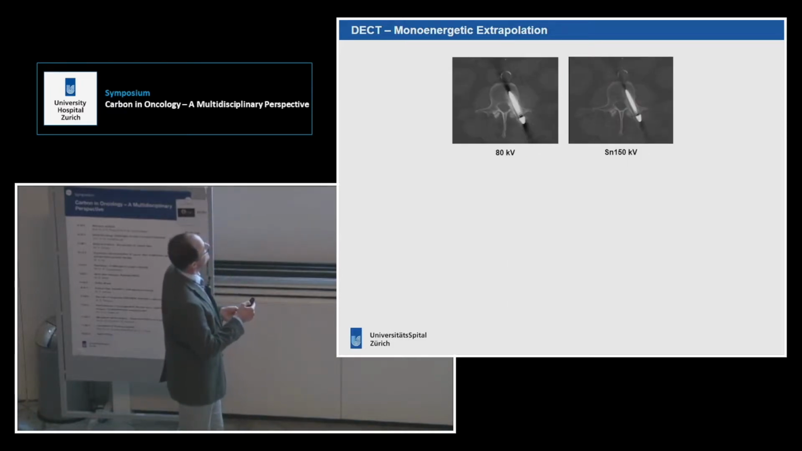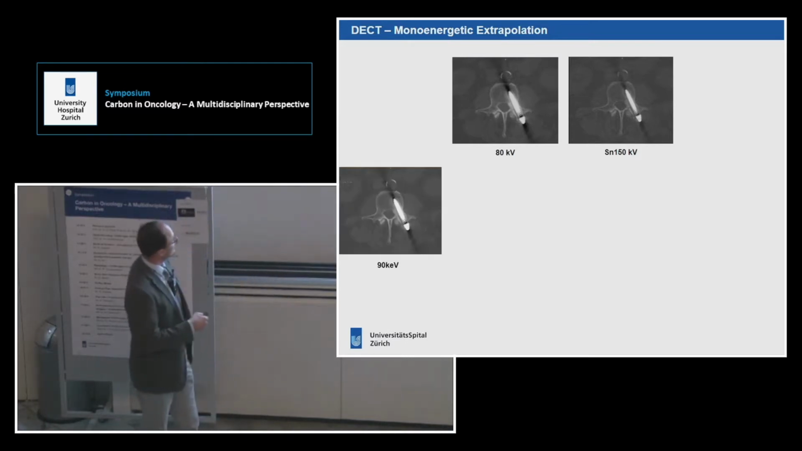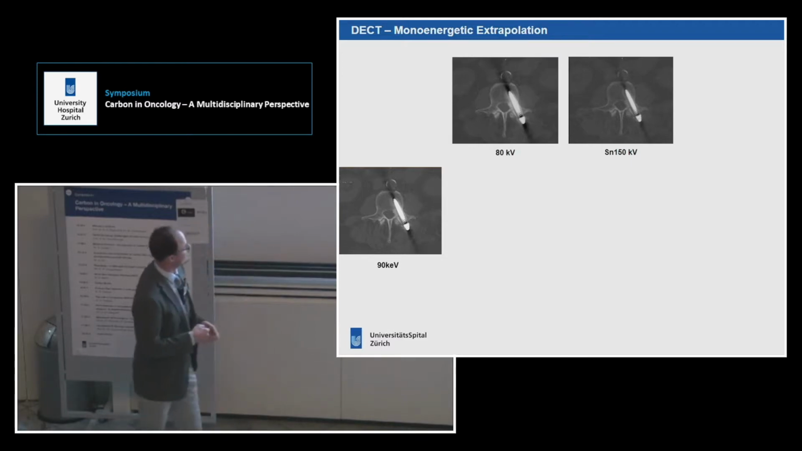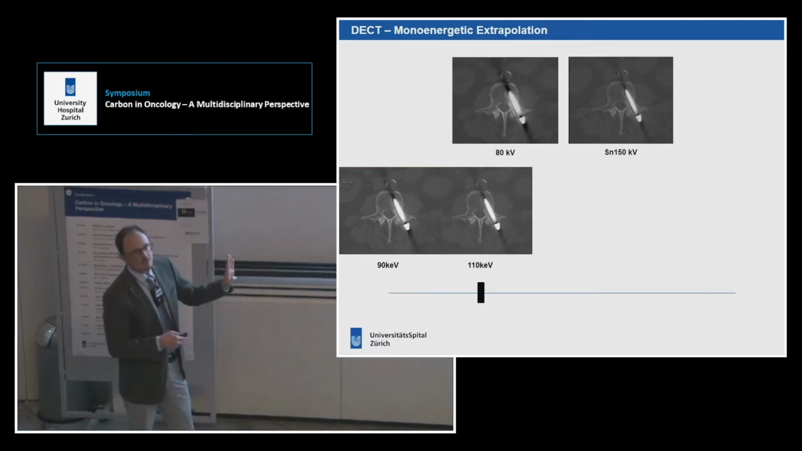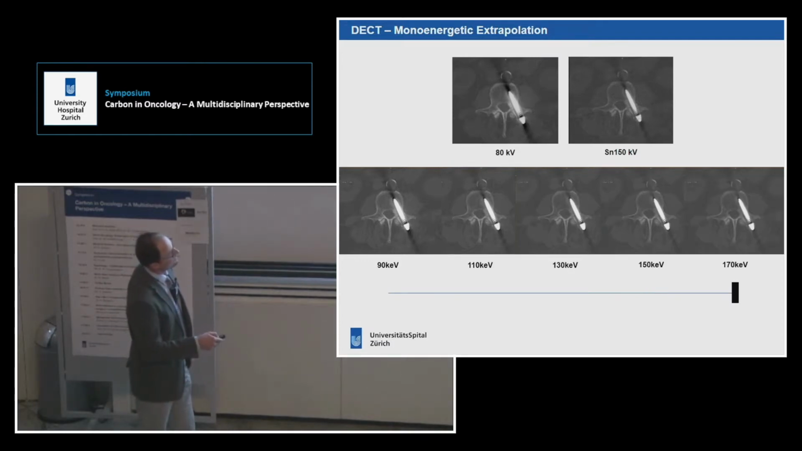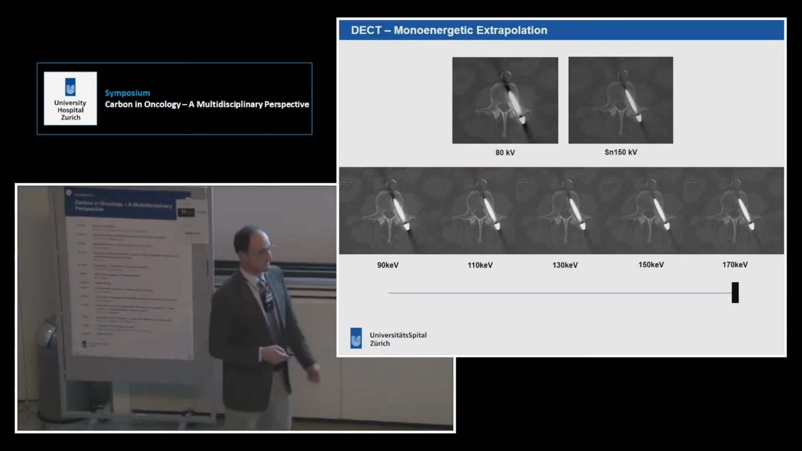An 80 kV image, you see those severe streak artifacts from the screw. You see that those artifacts are getting less if we increase the tube voltage, as I've shown you with the orange. And if we then decompose the volume with that material decomposition algorithm and generate those artificial monoenergetic extrapolations, you can see that by increasing the monoenergy, we get a decrease in those artifacts, up to, for example, 170 kilo electron volts, where we have a nice decrease of those streak artifacts compared to, for example, 80 kV.